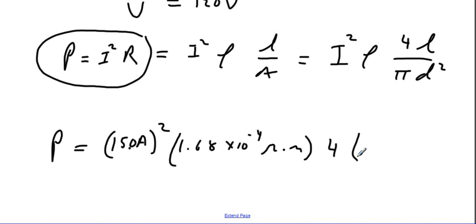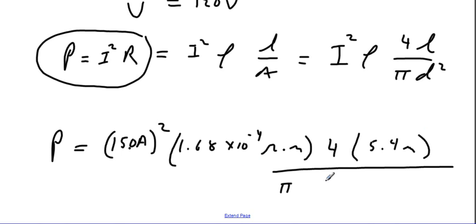Well, I have 2 wires, one coming and one going, and they're both going to have the same current going on them, so I better use twice 2.4. So 5.2 meters is my length divided by pi, and the diameter, I need the diameter to be in meters, 0.00129 meters squared.